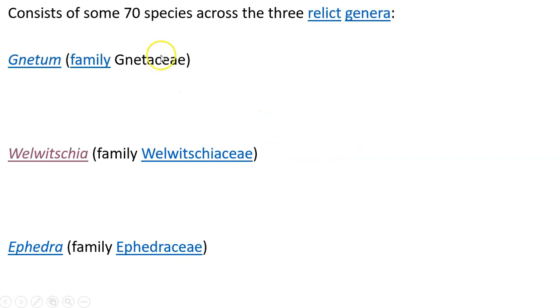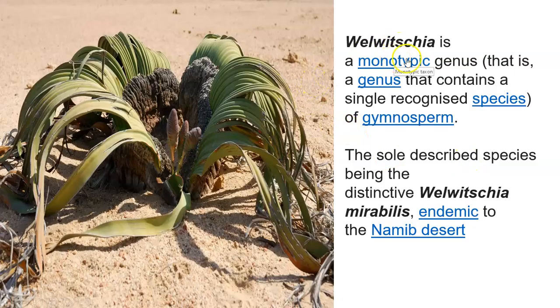Now the final division of the extant Gymnosperms is the Gnetophyta. Within Gnetophyta there are around 70 species in 3 genera: Gnetum, Welwitschia and Ephedra. Welwitschia is a monotypic genus, that is, there is only one species within this genus, Welwitschia mirabilis, which is endemic to the Namib desert within the African region. It has huge, gigantic leaves, and you can see its cone in the middle.